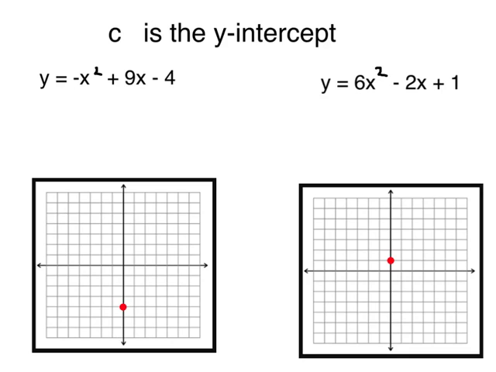And we can guess the shape of the parabola by looking at the A coefficient. Since this A coefficient is negative, -1, we know the parabola will be upside down like that. Whereas for this parabola here, the A coefficient is +6, so it will open up, probably something like that.